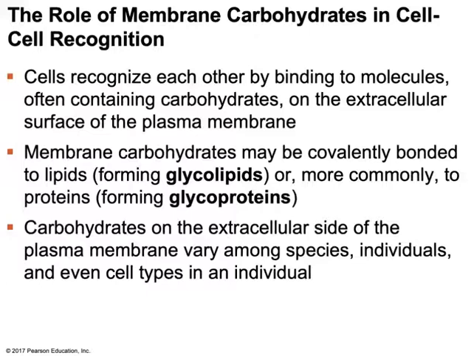Glyco means sugar. A glycolipid is a fat with a sugar on it, and a glycoprotein is a protein with a sugar on it. Carbohydrates on the extracellular side of the plasma membrane vary among species, individuals, and even cell types in an individual.